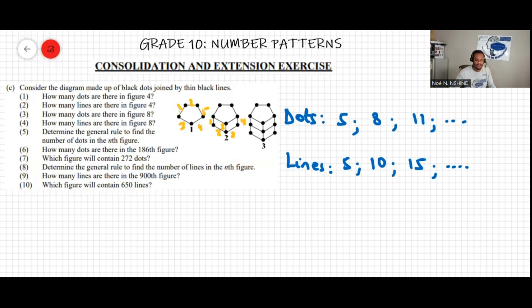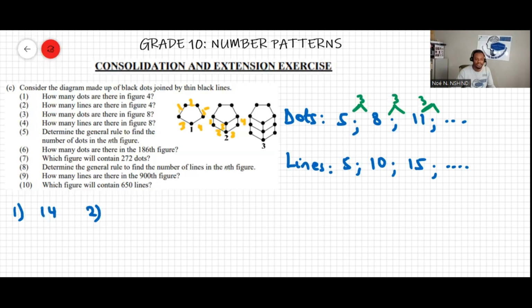Question 1 says, how many dots are there in figure 4? Okay, the answer will be 14, because it adds 3 all the time. Okay, we add 3 there, we add 3 there, so we need to add another 3 over here to get 14.